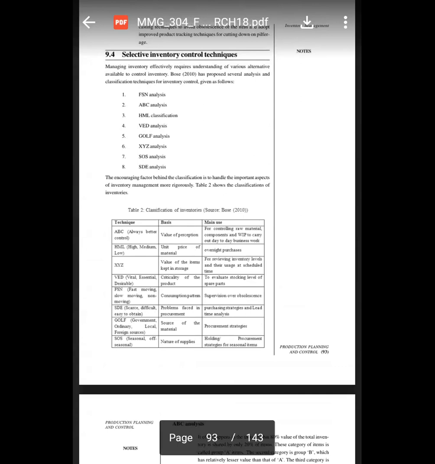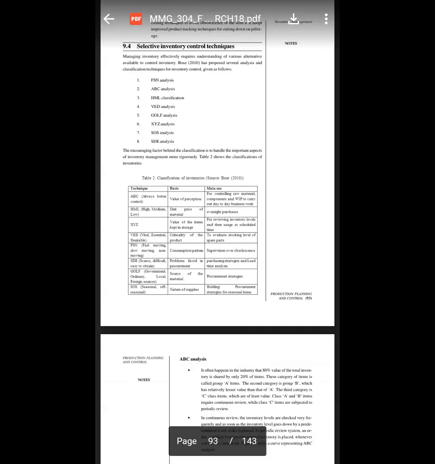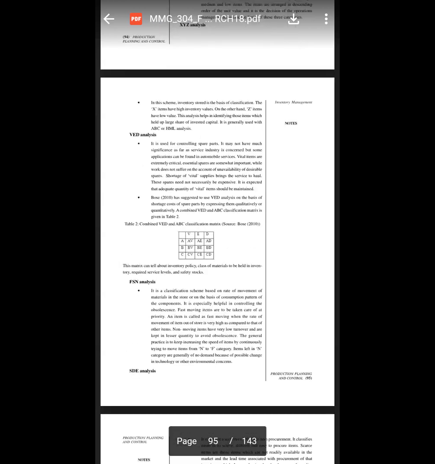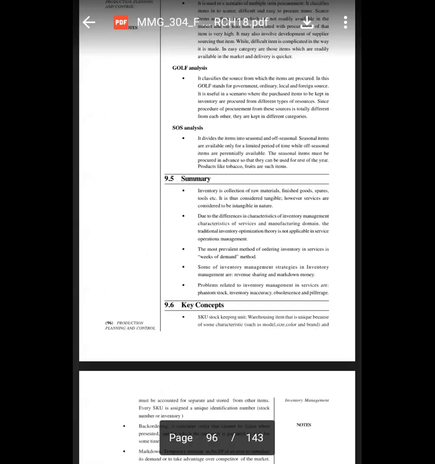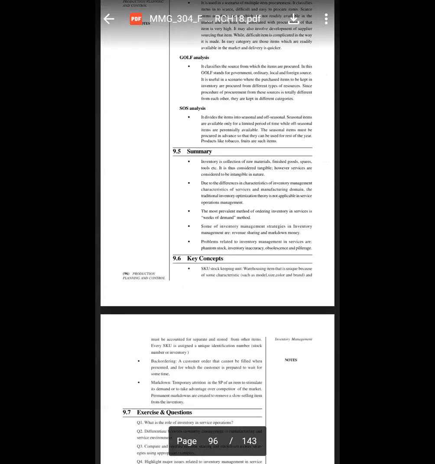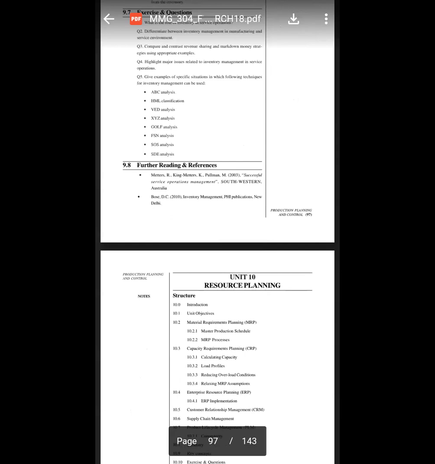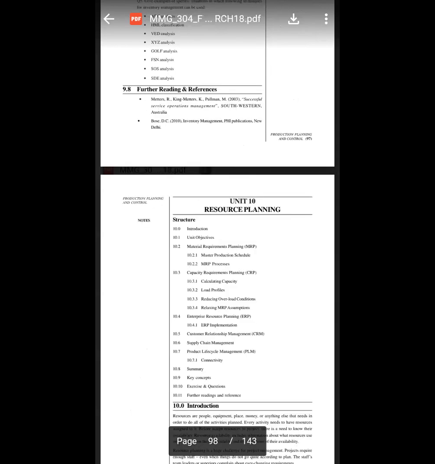There are a few control techniques in inventory management: ABC, HCL, XYZ, LED, FSM, fast moving, non-fast moving, SDE, Gulf, SOS. We will discuss all of that in the upcoming lecture. At this stage we have completed near about half of the portion. We will see the remaining part in the upcoming lecture. Till then, from my side it's okay for today. We will discuss resource planning also in the upcoming lecture.